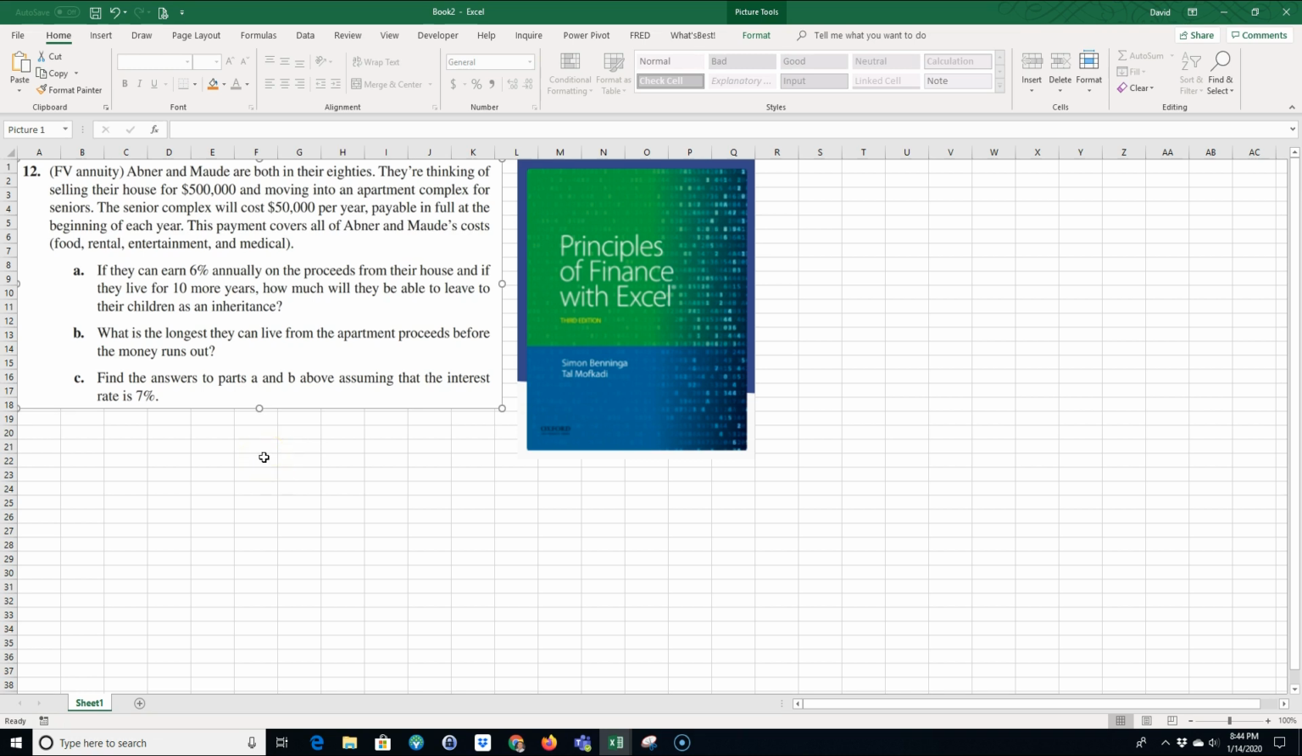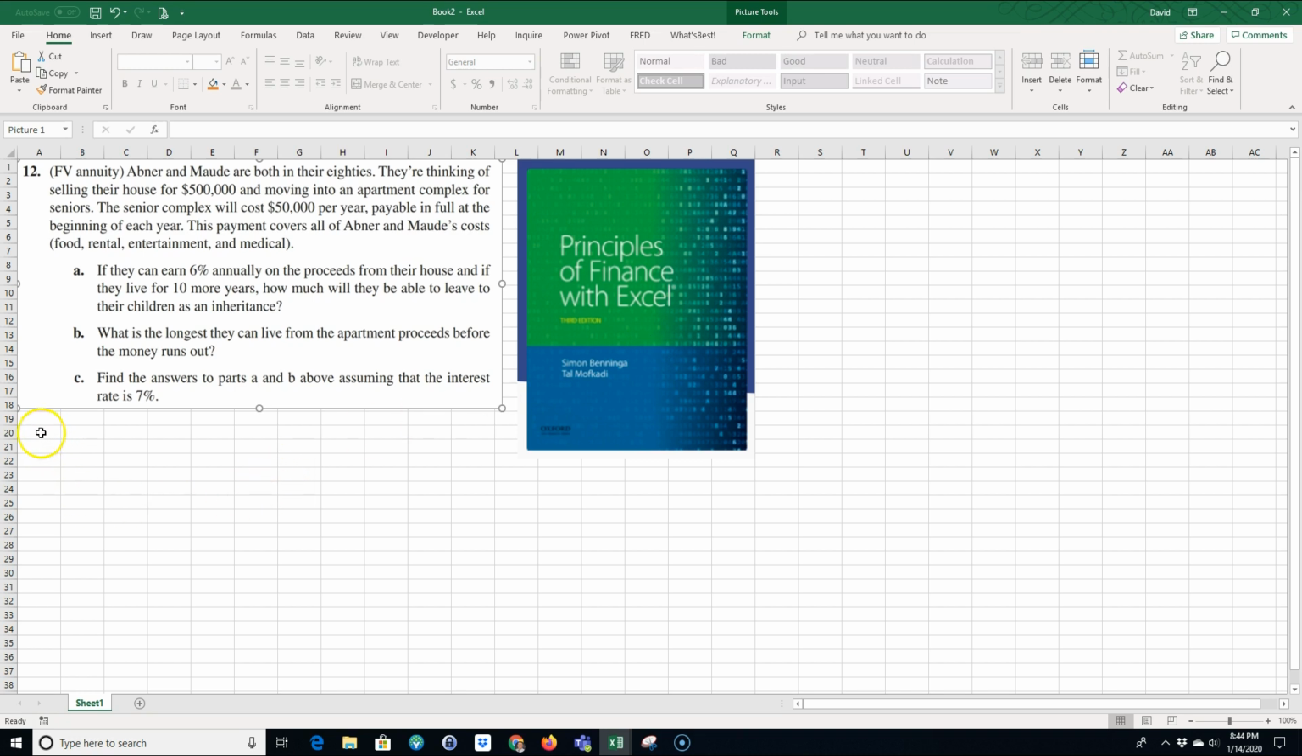For those of you that aren't in my finance class, I got this problem from this book, Principles of Finance with Excel, by Simon Benninga and Tal Mofkadi. Simon Benninga was a really good teacher. I think he's from Israel, and he passed away in August of 2015. But this is a very good book. I've met the guy at a conference before, and I really like to use this book. If you're interested at all in using finance with Excel, this is a good book to get.